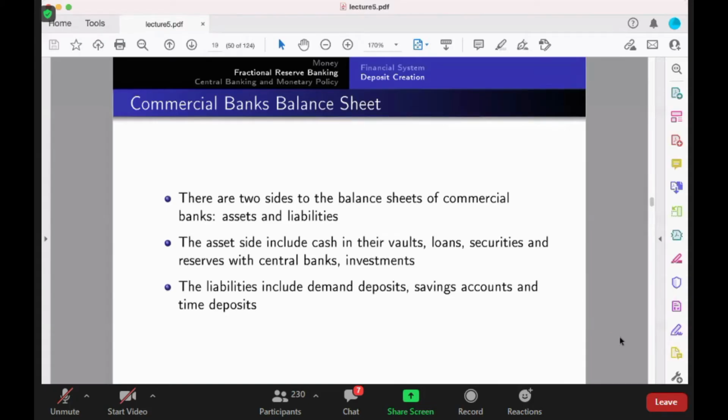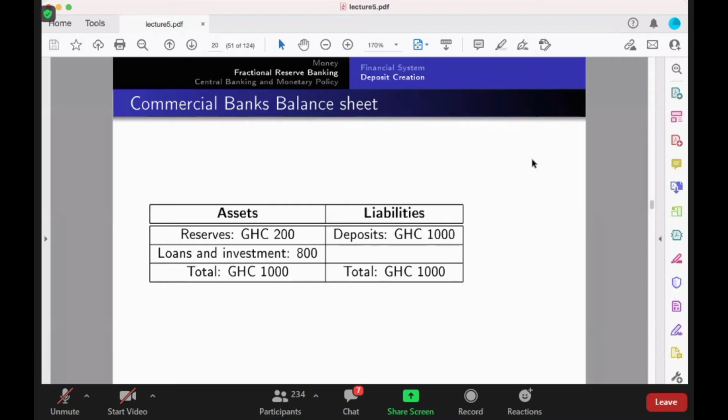This is how a very simple balance sheet of a commercial bank will look. On the asset side, we have the reserves, the loans, and the investments. On the liability side, we have the deposits. The most important thing is that since it's a balance sheet, assets must be equal to what? Liabilities. Whatever form your assets are in, it should balance out with your liabilities.